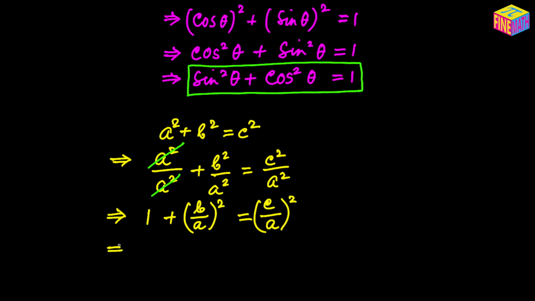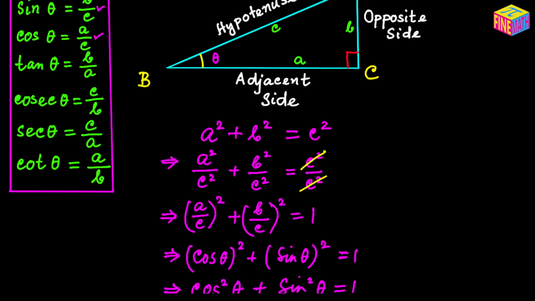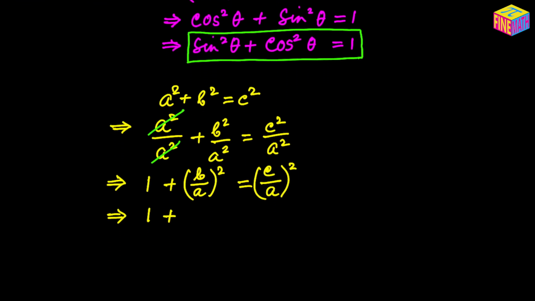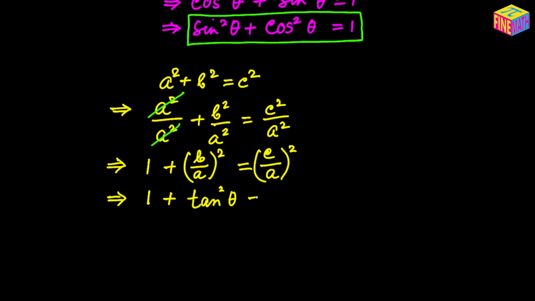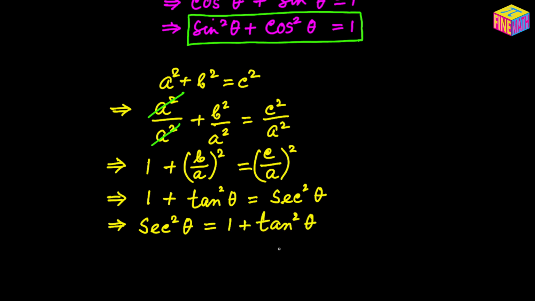Hence we get 1 plus, now what is b by a? b by a is tan theta, and c by a is sec theta. So let's put those values in. This will be tan squared theta is equal to secant squared theta. So secant squared theta is equal to 1 plus tan squared theta. This is the second Pythagorean identity of the trigonometric ratios. Let me highlight this also.